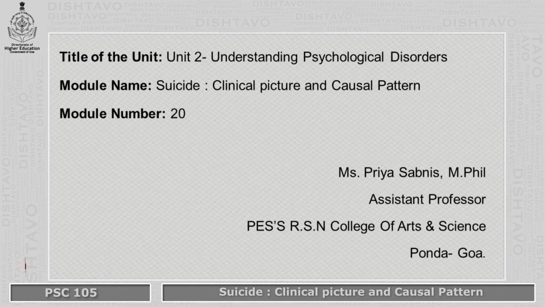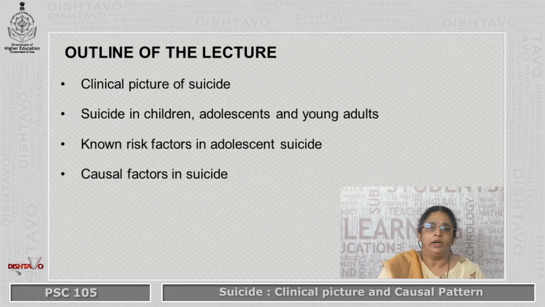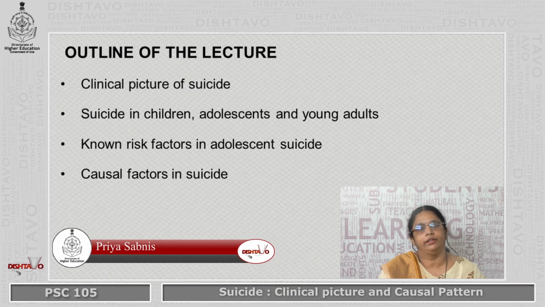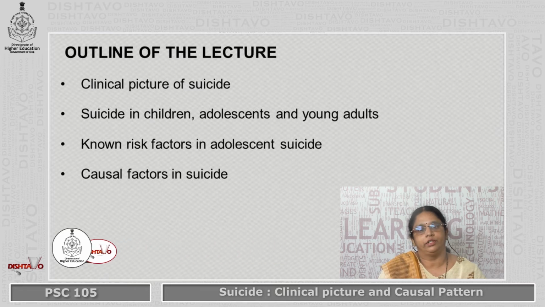I am going to present module number 20. The topic is suicide, clinical picture and causal pattern from unit 2, understanding psychological disorder. In this session, I am going to discuss the clinical picture of suicide, suicide in children, adolescents, and young adults, known risk factors in adolescent suicide, and causal factors in suicide.